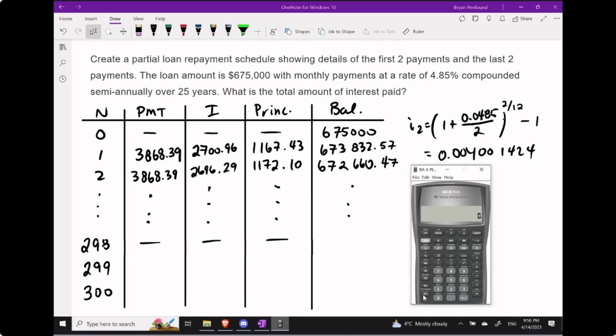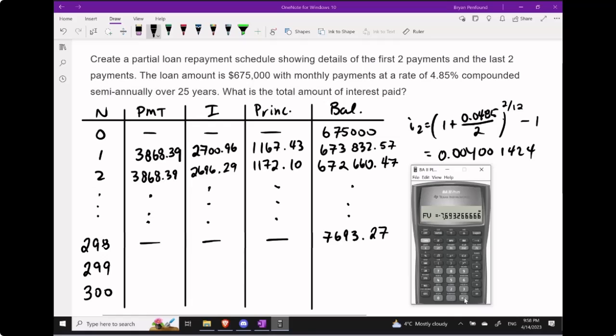Next, we want to jump forward in time so that we can try to determine the repayment schedule for those last two payments. This means we need to jump forward to when n is equal to 298. So let's program that in. We also are going to need to program in our equal size payments of 3868.39. And just be mindful that we do need these to be negative because we are paying off this loan. So let's program that in for PMT. If we go ahead and calculate FV, this should be our FV for row 298.